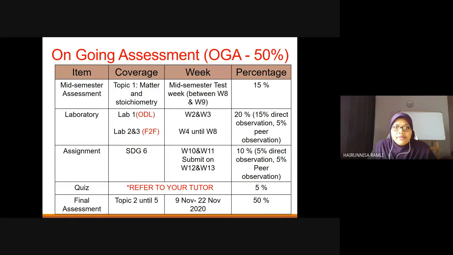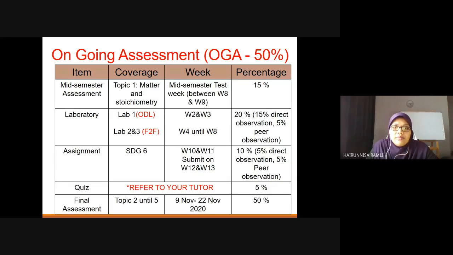And then you have laboratory lab. Okay. You have one lab. Nanti saya explain lah pasal lab eh. Okay, so you have lab 1. This one is ODL. So maksudnya you dah ada lab masa you kat rumah lagi. Okay. This one is week 2 and week 3. Saya akan explain lah later eh. Details dia. And then we have lab 2 and 3. This is face to face.